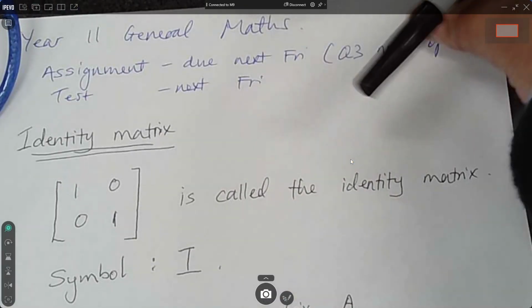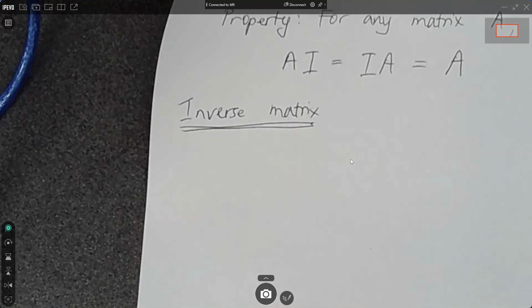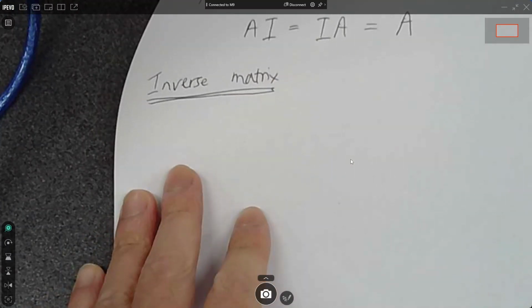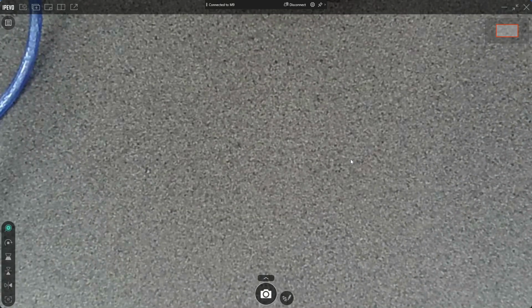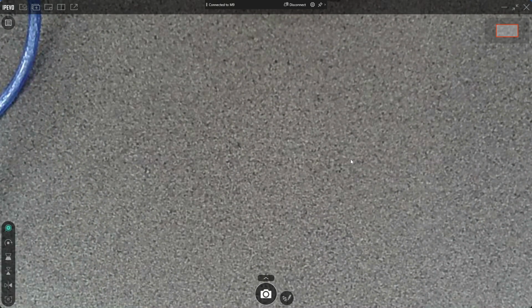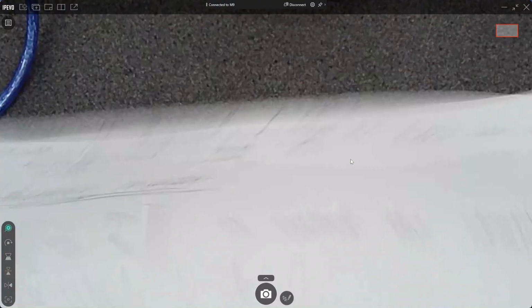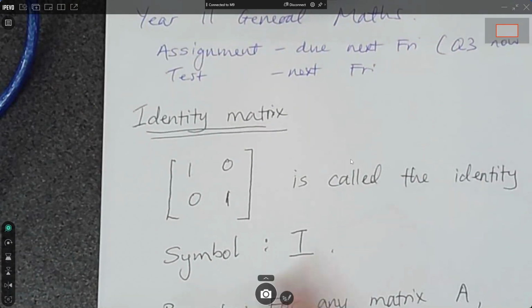If it feels like I'm plucking things out of thin air, I am happy to accept that charge. If you were doing a course at uni, I would develop a lot more theory around this. But in general maths, we kind of just do calculations with matrices.